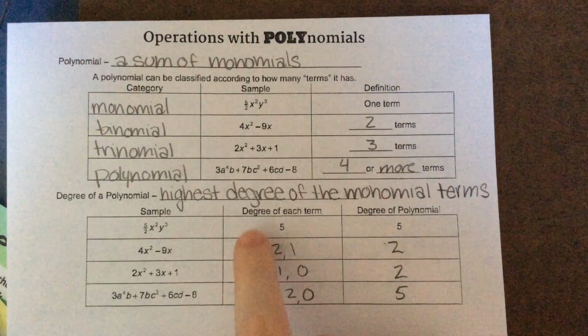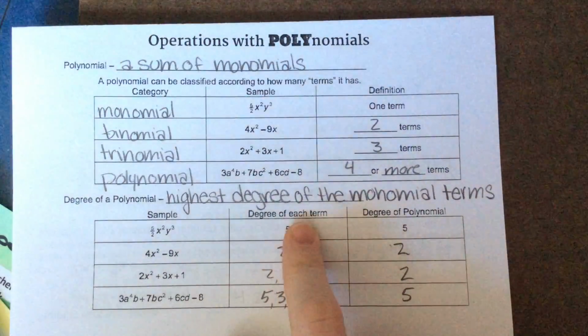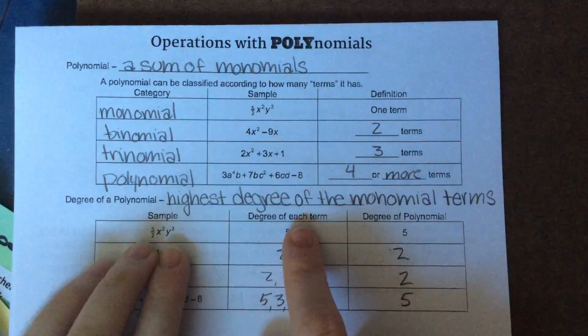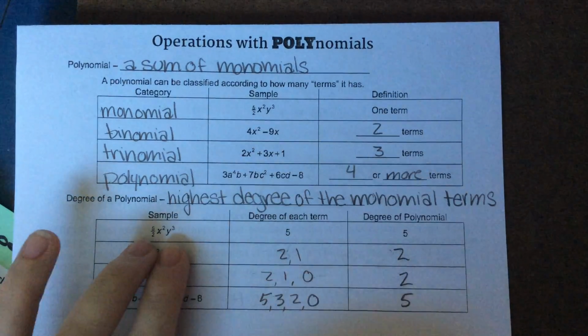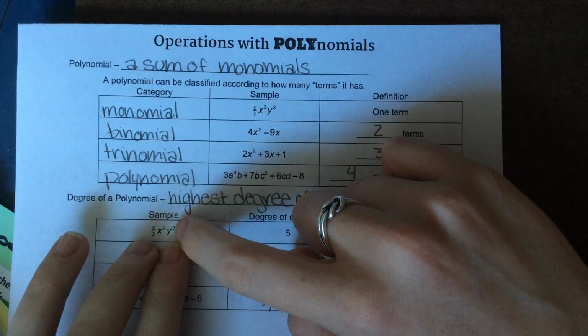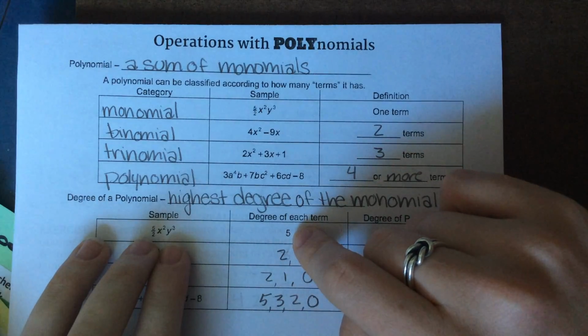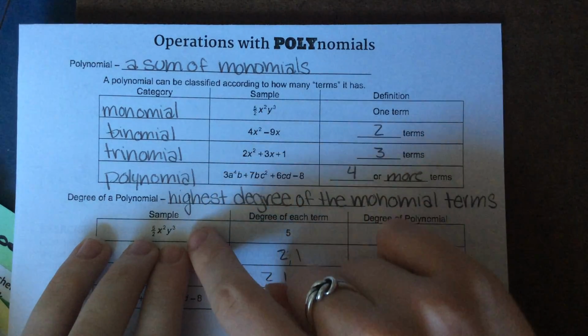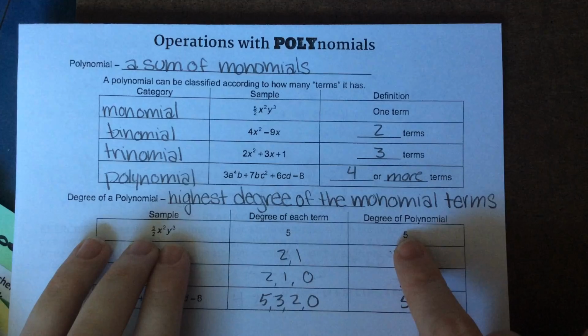To find the degree of each term, like this term, you take the exponents and you add them up. That x has an exponent of 2, that y has an exponent of 3. So that has a degree of 5. Since that's the only term in the polynomial, the degree of the polynomial is 5.